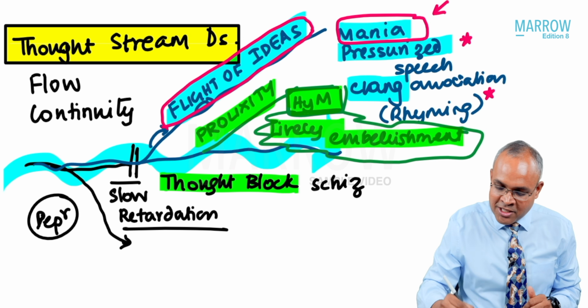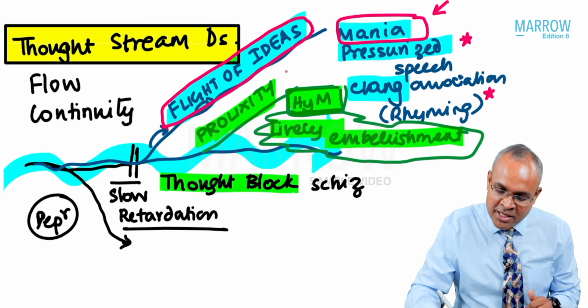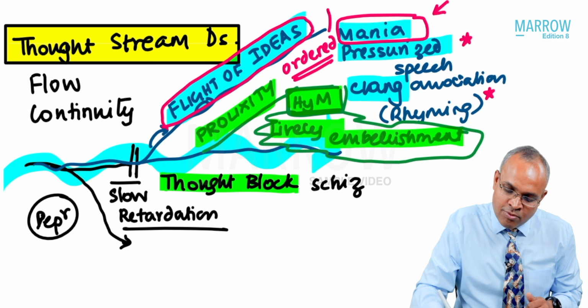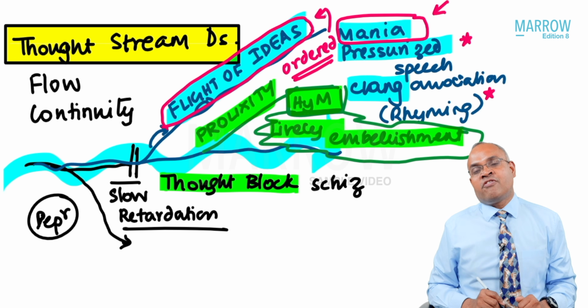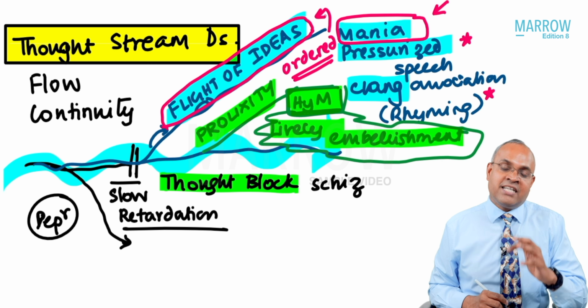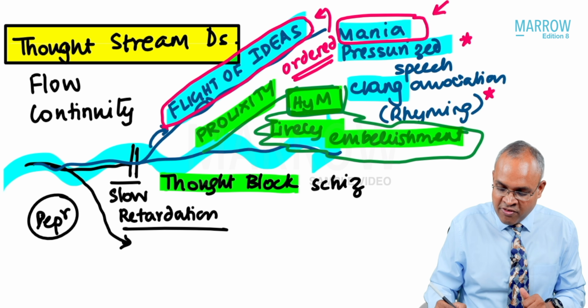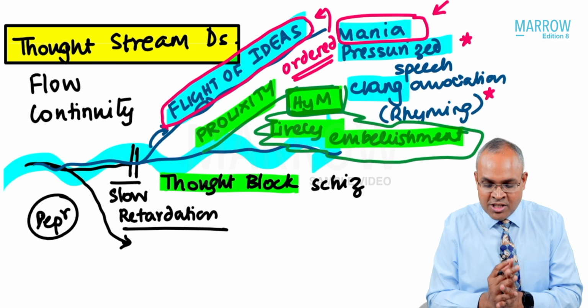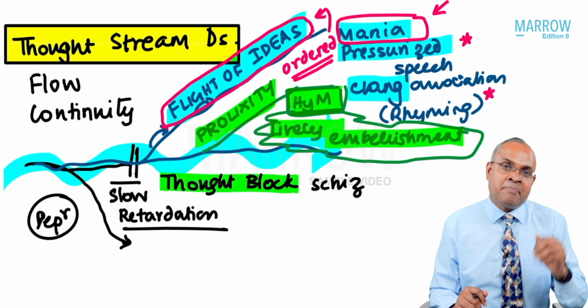An interesting point you should remember is that prolixity of speech is also called ordered flight of ideas. Ordered flight of ideas is called prolixity of speech. That's an important point for us to remember. They can test you in exams.